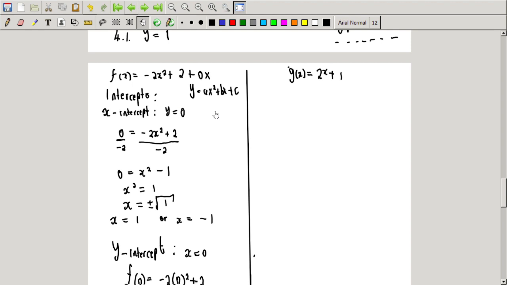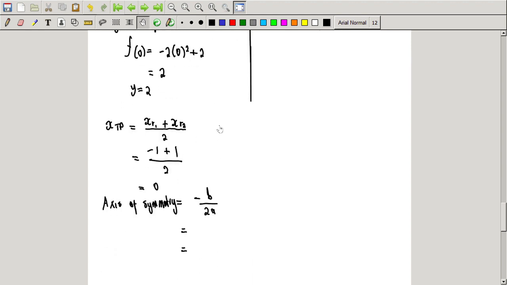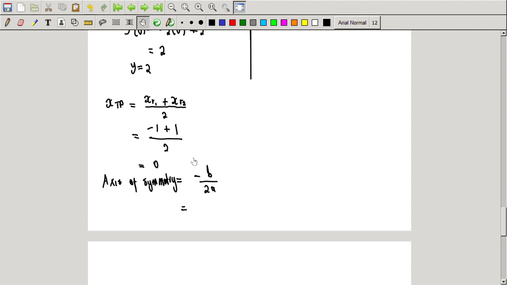Now let's go down to write our work. Here's the formula you use to get the axis of symmetry. The axis of symmetry is the same as the x value of the turning point. So we have 0 over 2 times -2, so it's the same as 0. So the x coordinate of the turning point is 0.